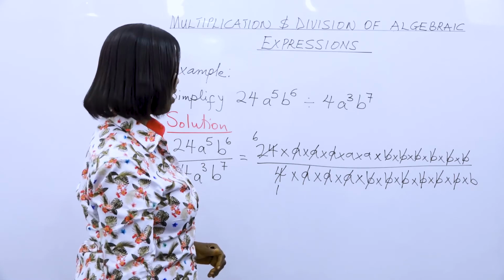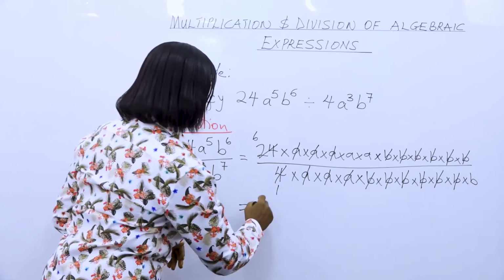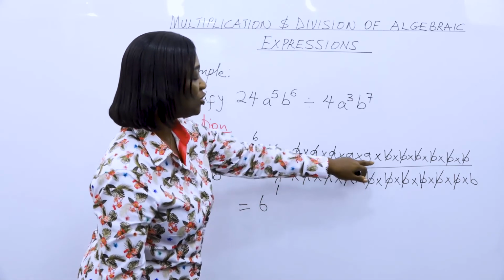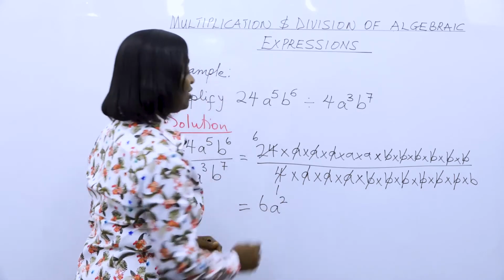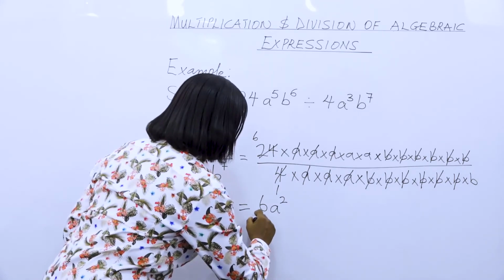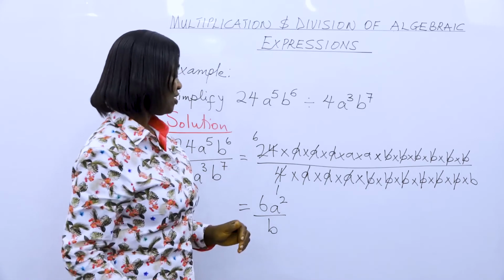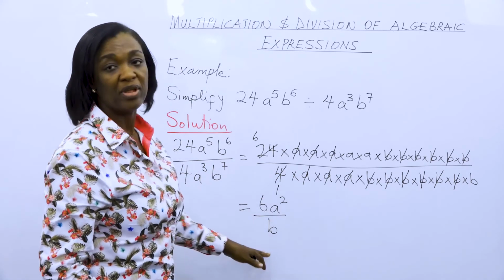So what we have now as our final answer is 6a squared, because we have only 2 of them left, a squared. There's no b left on top, over b. So the answer is 6a squared over b.